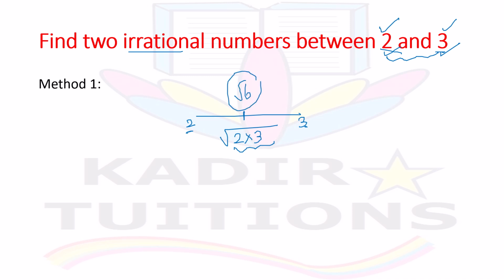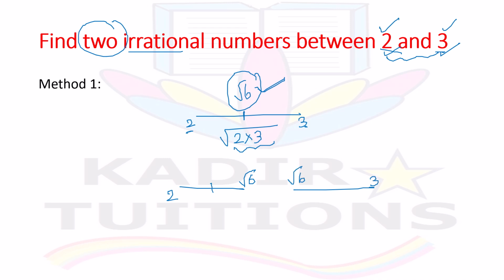Now root 6 is lying between the rational numbers 2 and 3. Is root 6 rational or irrational? Yes, exactly, it's an irrational number. Now we found one irrational number, but we need one more because the question asks for two irrational numbers, right? So now we need two more endpoints. You can take the endpoints 2 and root 6, or you can take the endpoints root 6 and 3.